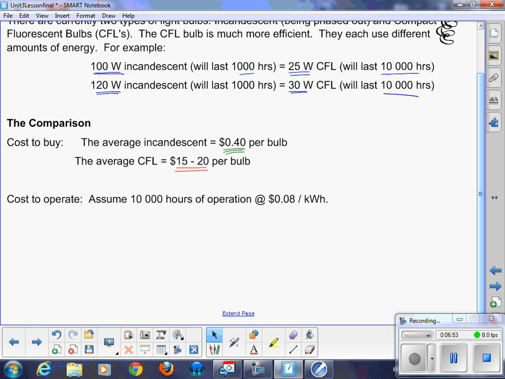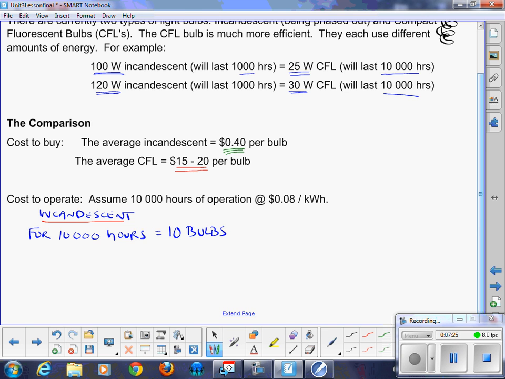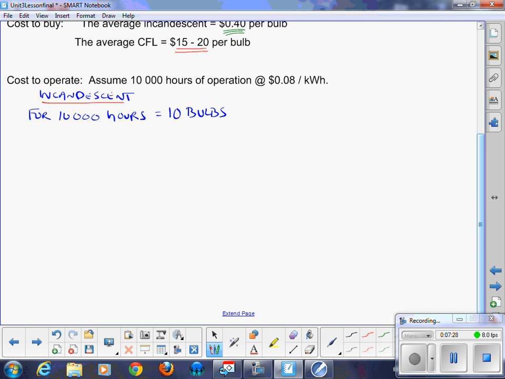All right, so you're thinking, well, that's probably why we don't use them as much, because they're much, much more expensive, which is partially true. But if we look at a comparison here, so we look at the incandescent for a second. If we want to last 10,000 hours, that means we would need to get 10 bulbs. So 10 bulbs times 0.4 is going to equal $4.